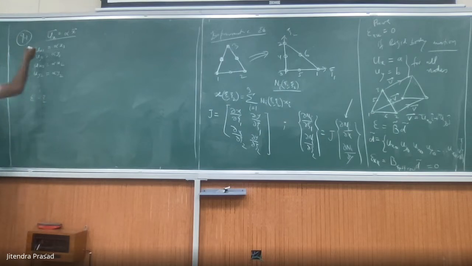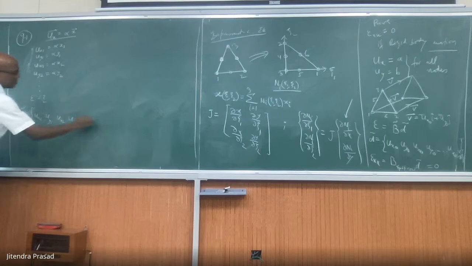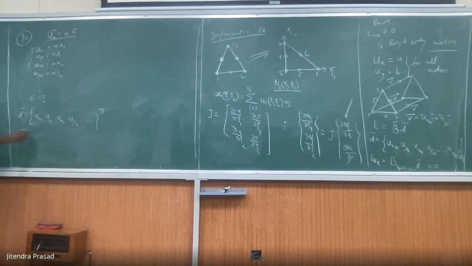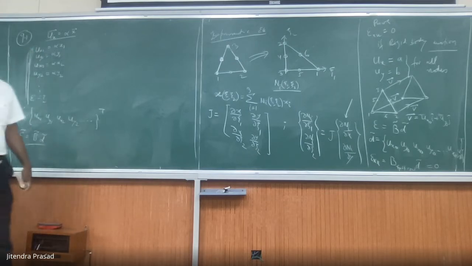Right. So how will you do it? You compose D, which is equal to ux1, uy1, ux2, uy2, and so on. Find out that, so that strain is equal to B times D, right? And whatever the value you find out. So the only thing is your D will be something like this, and then you find out what the value is. You have to calculate.